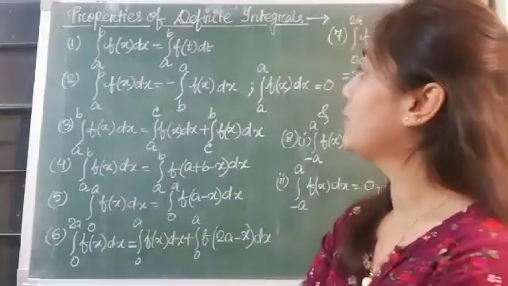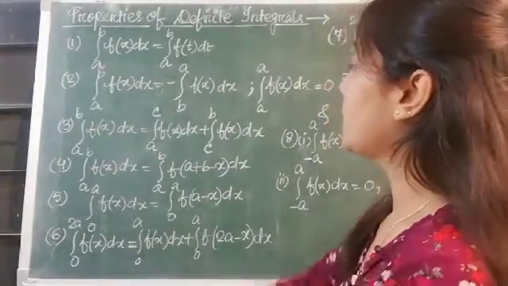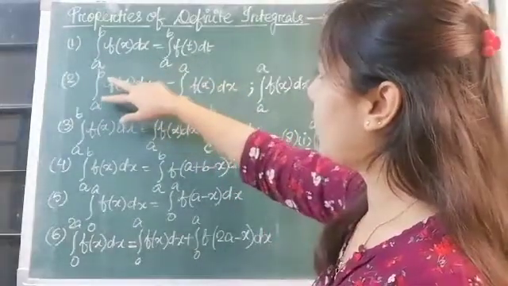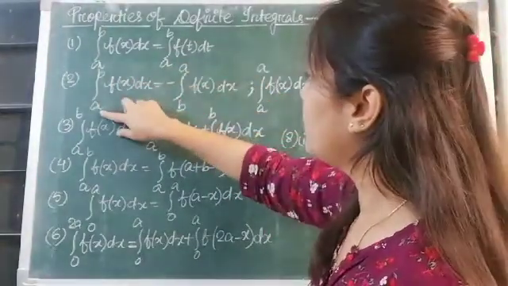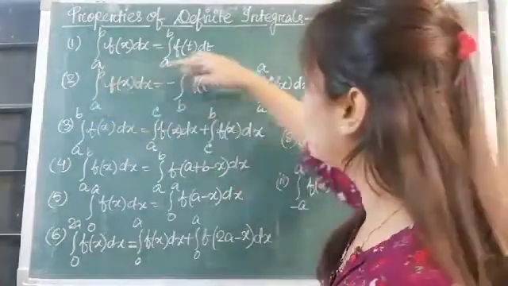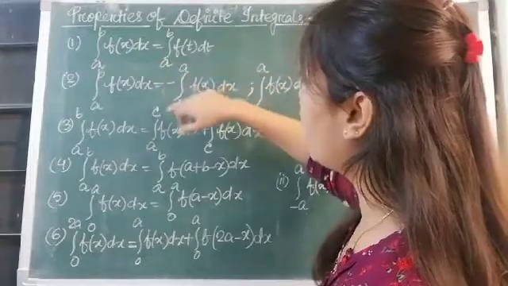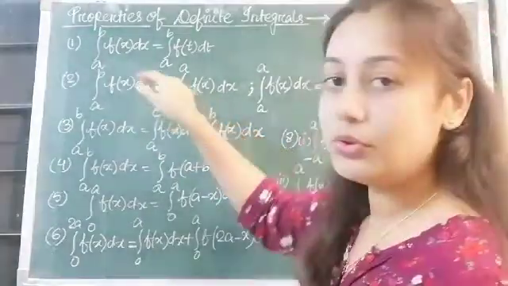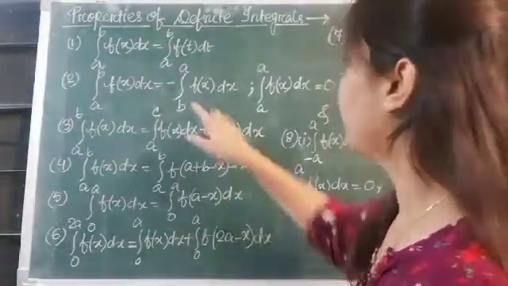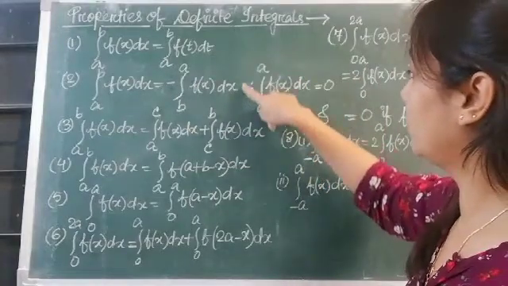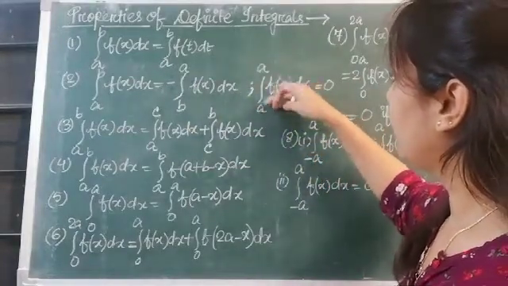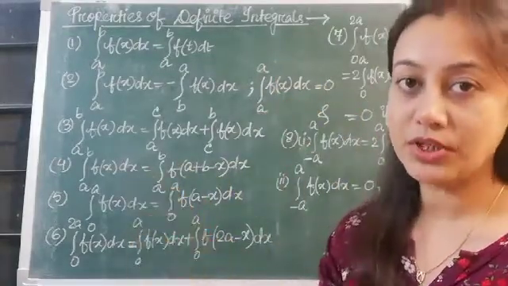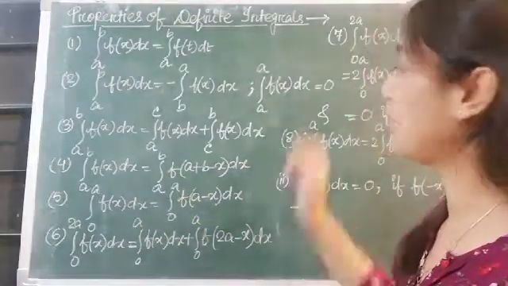Next, number 2: integration of a to b f of x dx is equal to minus integration of b to a f of x dx. You see here the lower limit and upper limit interchange. Here the lower limit is a and the upper limit is b. So if the upper limit becomes the lower limit and the lower limit becomes the upper limit, then you have to insert a negative sign. And from here you get one property: integration of a to a f of x dx is equal to 0 when the upper limit and lower limit are the same. That means after subtracting you will obviously get the same answer, hence it will be equal to 0.